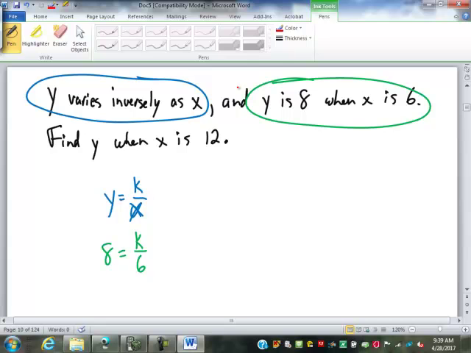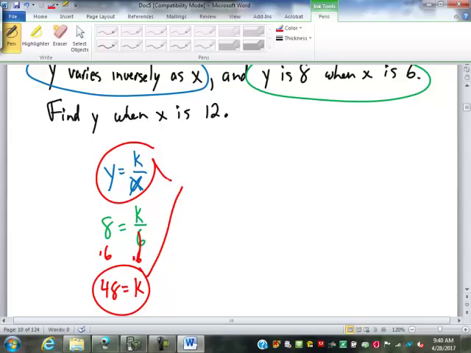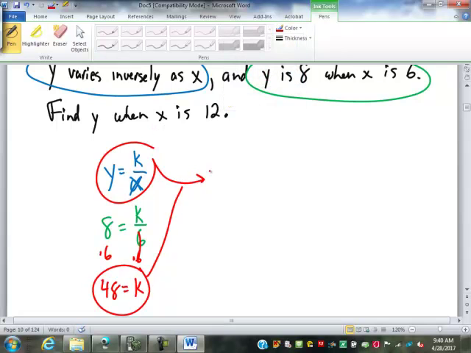And just like before, we're going to solve for k. k is divided by 6, so we're going to multiply by 6 to get rid of it. 8 times 6 is 48. So 48 equals k. So we come up to our original relationship here, and we replace k with 48. So y equals 48 divided by x.